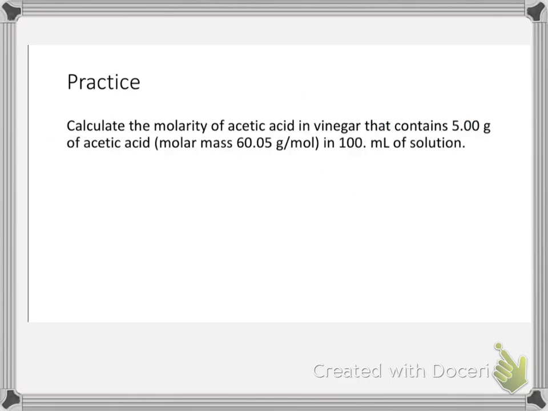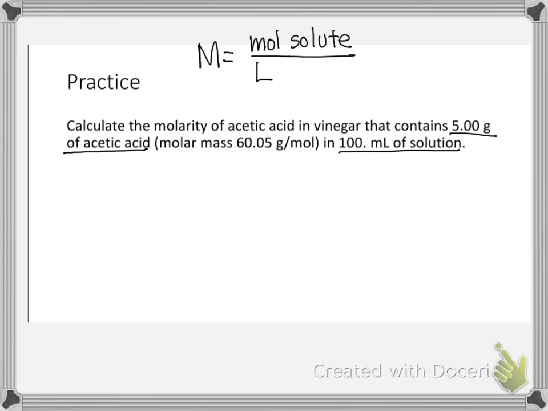Okay, this one says calculate the molarity of acetic acid in vinegar that contains 5 grams of acetic acid in 100 milliliters of solution. All right. So we know that molarity is the moles of the solute divided by the liters of the solution. Okay, so I have a problem here because I have grams. So I know first I need to go grams to moles, which we learned in chapter 5.